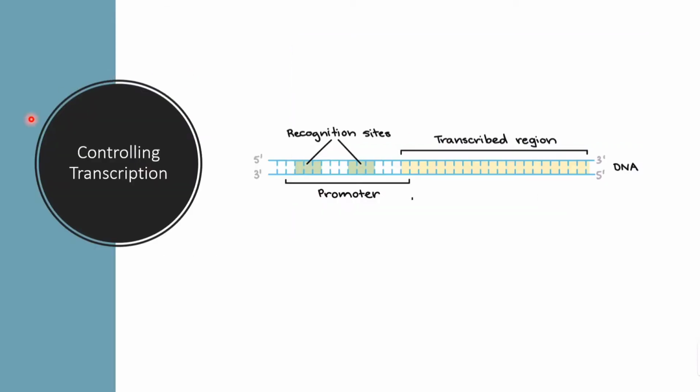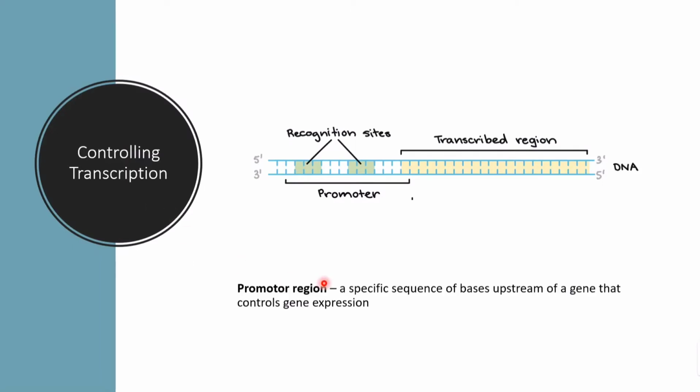So first is controlling transcription, and we're going to need to know two keywords for this section. The first is promoter region. So this is a specific sequence of bases upstream of a gene that controls gene expression.